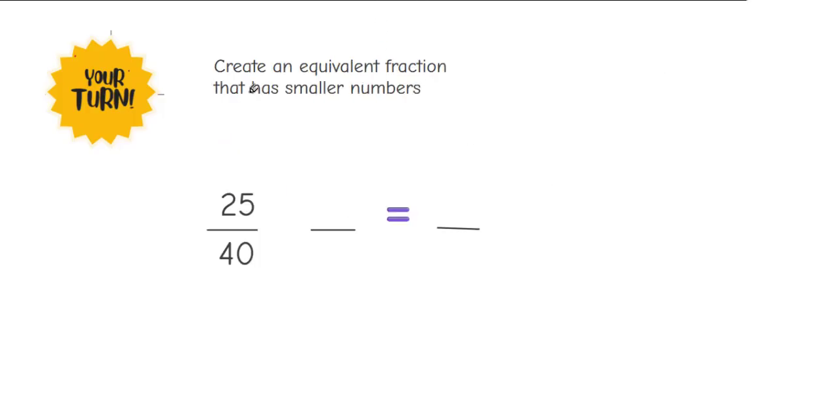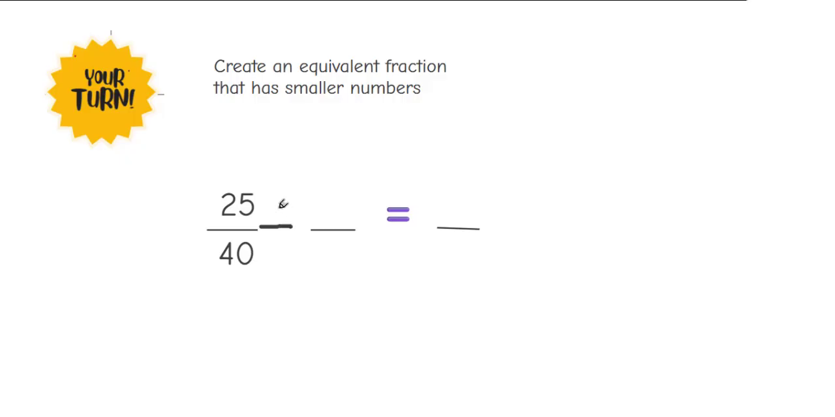We want to create an equivalent fraction, but this time we're not going to make the numbers bigger, but make them smaller, because we do have big numbers, and we want to make it easier to work with. So give me an equivalent fraction, and we're going to make those numbers smaller. How would we do that? Pause the video and come back.